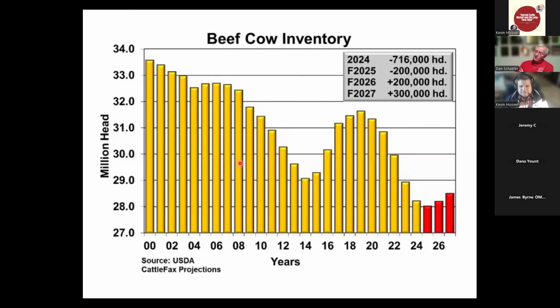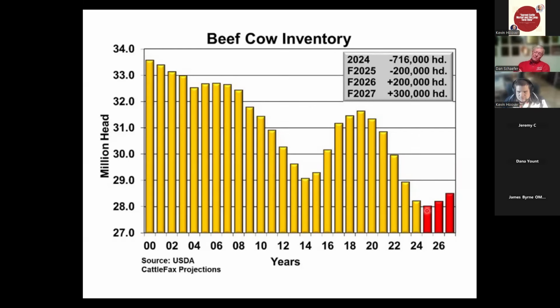So this is a display from Cattle Facts of the total cow herd, the U.S. total cow herd, which saw its most recent peak in 2019 at around 31.5 million head. And here, this was a graph that was prepared in early 2025 by Cattle Facts. The actual number of cows on January 1, 2025 was a bit less than 28 million.